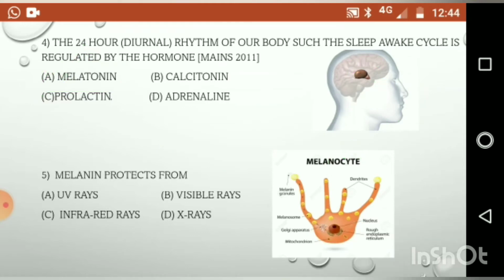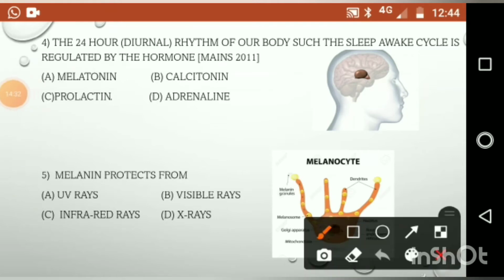Now we'll go to the next MCQ. Melanin protects us from, and the options are A. UV rays, B. visible rays, C. infrared rays, and D. X-rays. Pause the video and answer the question. So the correct answer for this question is A.